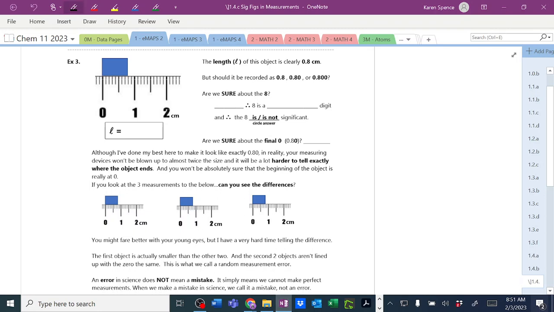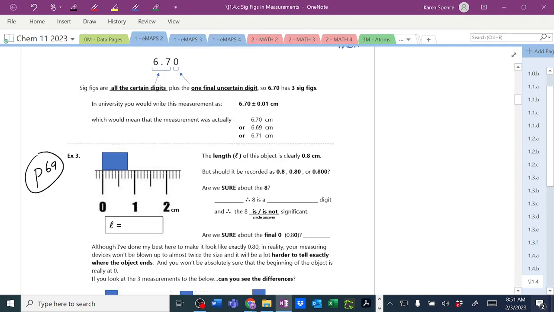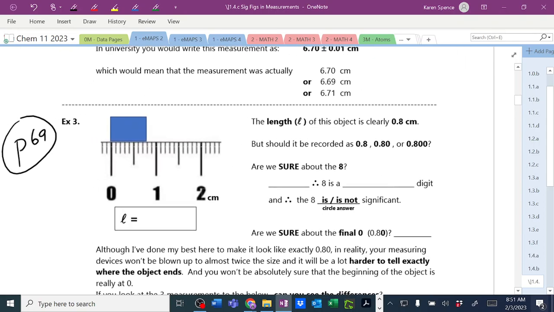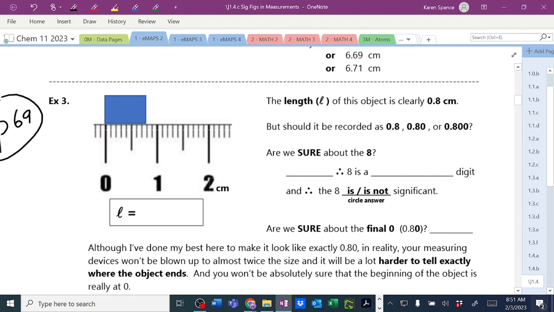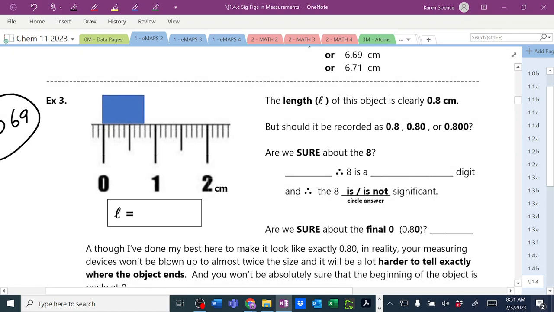So this is on page 69, and this is example 3. I know we sort of skipped this little bit here, but we talked about it before anyway. So here we are. We have this little blue box that we are measuring. In terms of our smallest division, this is 1, this is 1.1, this is 1.2. So the smallest division is 0.1.